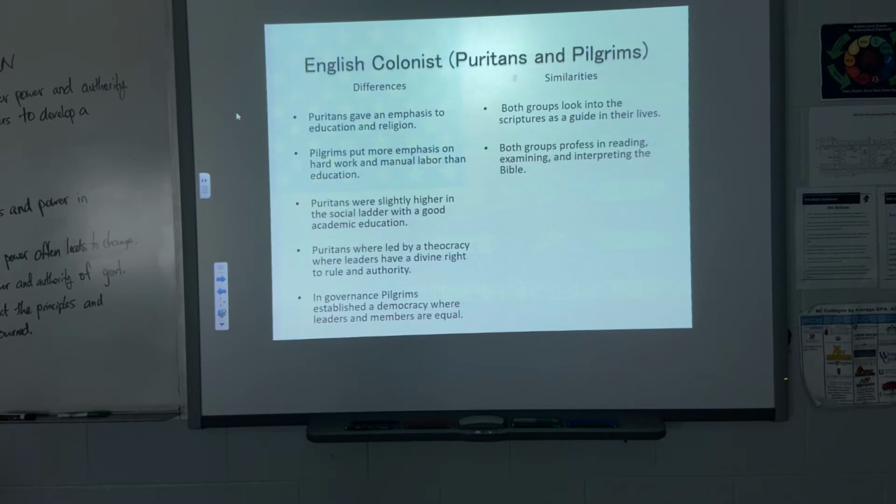Now, those are some of the differences. Some of the similarities: both looked to the scriptures as a guide in their life. Both groups professed to reading, examining, and interpreting the Bible. So if you have a particular test question that asks for differences and similarities, it would be to your advantage, of course, to know those.